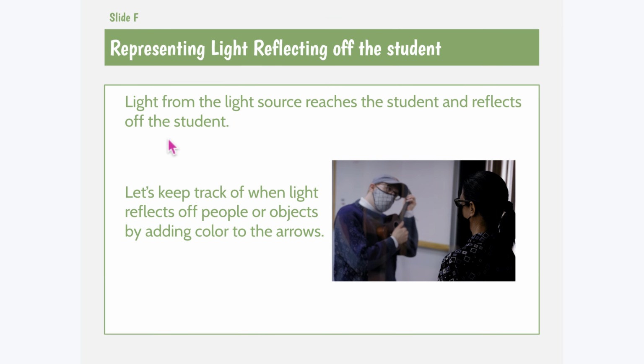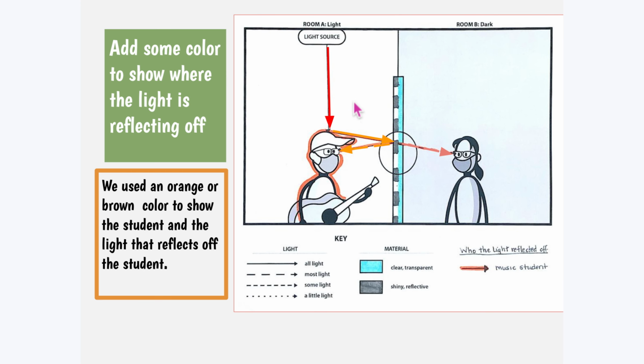So we know that the light from the light source reaches the student, reflects off the student. We're going to add colors to the arrows. So now we've got red showing the light coming directly from the light source. Orange is showing the student, and the light that reflects off that student. So now I've got that orange around him. I got the orange reflecting over to the one-way mirror.